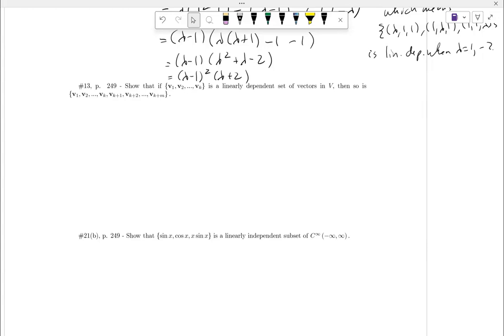We have a linearly dependent set of vectors to start with. Then if we start adding to it, it stays linearly dependent. That's what this problem says. Okay, so if you already have a linearly dependent set of vectors and you throw more in it, it's still linearly dependent. Now, why would that be the case? Again, if the original set is linearly dependent, what does that tell you?